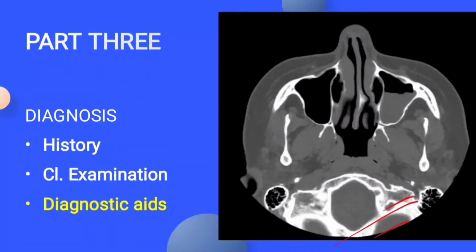Third part, doctors, we have diagnosis of maxillary sinusitis. You should know that diagnosis of any pathological condition involves three main elements: history, clinical examination, and diagnostic aids. The history and clinical examination help you reach the provisional or the primary diagnosis, and you confirm your diagnosis with diagnostic aids like radiography or lab investigation or whatever, that we'll discuss in detail.